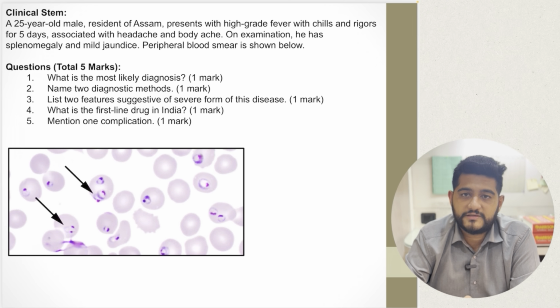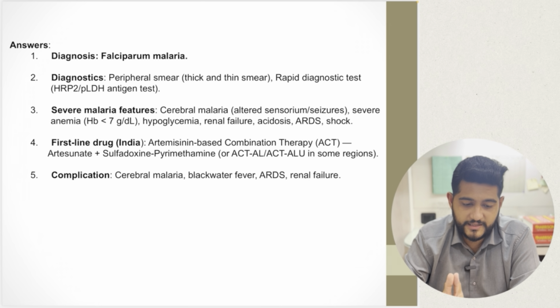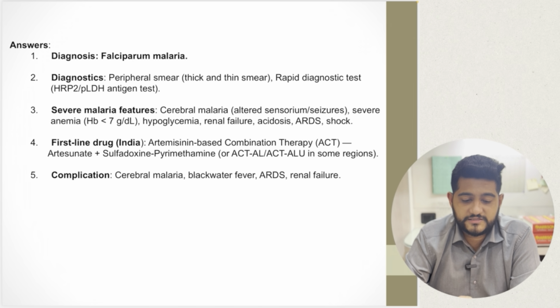You can see the ring forms of the malarial parasites in the red blood cells, and this is very easy. This is falciparum malaria. The diagnosis is of course falciparum malaria. The diagnostic methods are the peripheral blood smear, the thick and the thin smear, and the rapid diagnostic kits are available where you look for HRP2 or pLDH antigen test. Of course, the severe form is the severe malaria, where there is cerebral malaria, severe anemia, hypoglycemia, there can be renal failure, ARDS, shock, and so on.